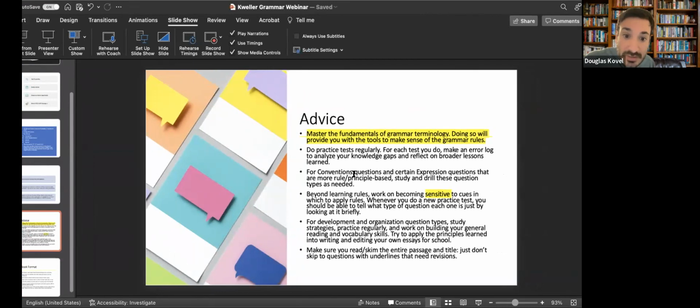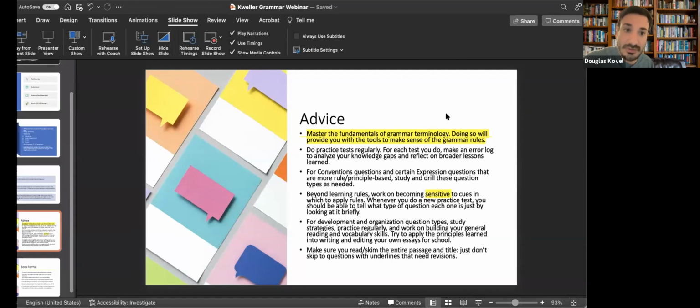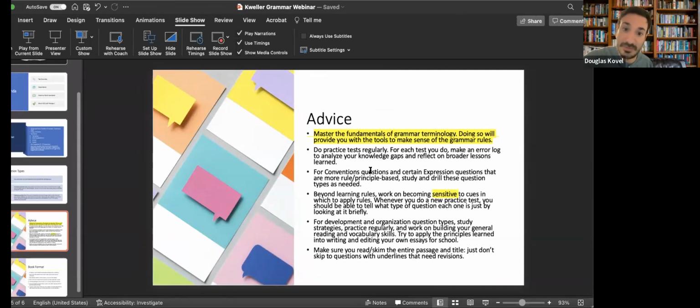All right, so the next thing was for the conventions questions specifically, which are the grammar rule questions, as well as certain expression questions that are more rule and principle based. So the concision questions and syntax questions are examples of that. Really study and drill these question types as needed until they become second nature to you. So in addition to the drills in my book, I know Khan Academy has topic specific quizzes on pretty much all the conventions and some of the expression topics. So I recommend doing those.